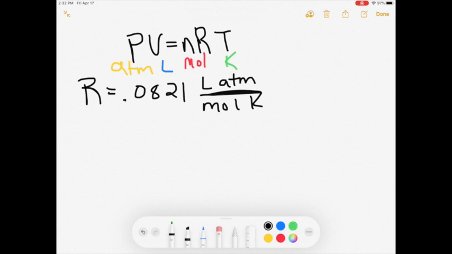There's a couple of things here about the ideal gas equation. First of all, the ideal gas equation is an equation of state.